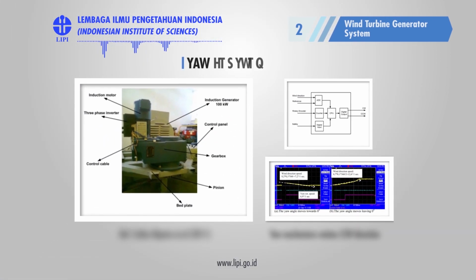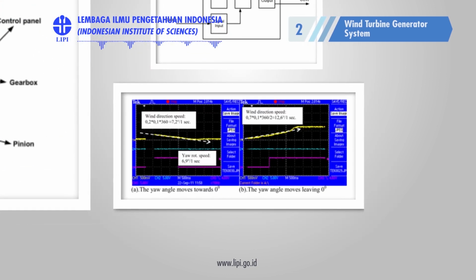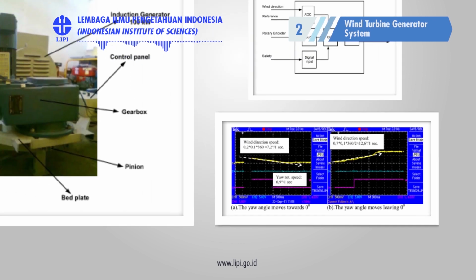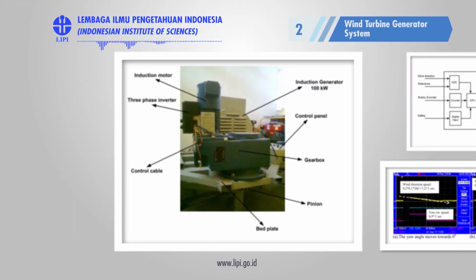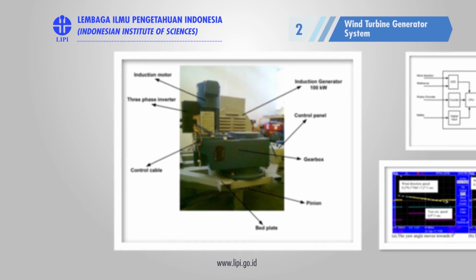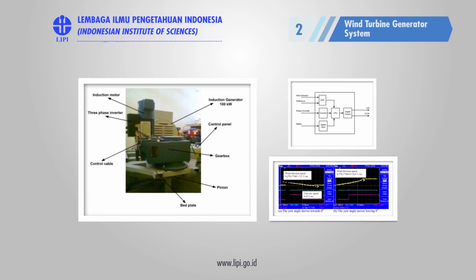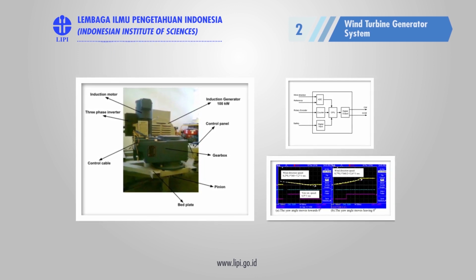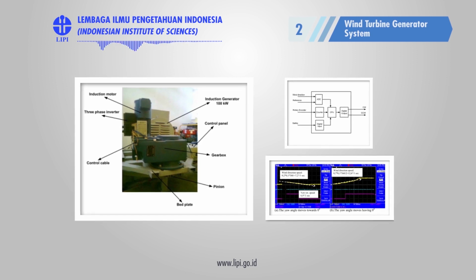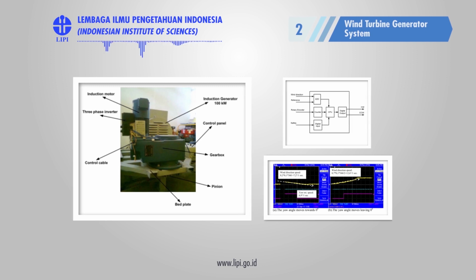Next, why do we need a yaw mechanism control? Because wind direction varies. It is necessary to face the turbine to the incoming wind direction. We developed an active yaw control system using electric motor with a gearbox, a pinion, and a sliding bearing. These experimental results indicate that our yaw control system functions well.